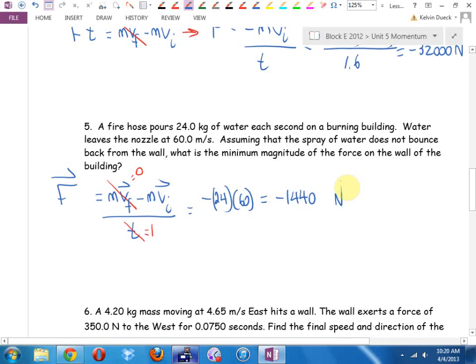Can you divide that by 9.8 for me? What do you get? 146. So in terms of kilograms, that's like somebody dropping a 150 kilogram mass on you if you were a person trying to stand up to this water cannon. You're probably going to move.